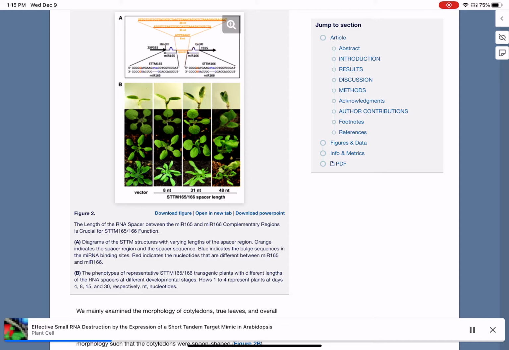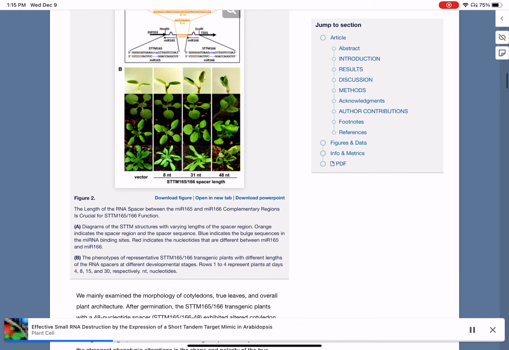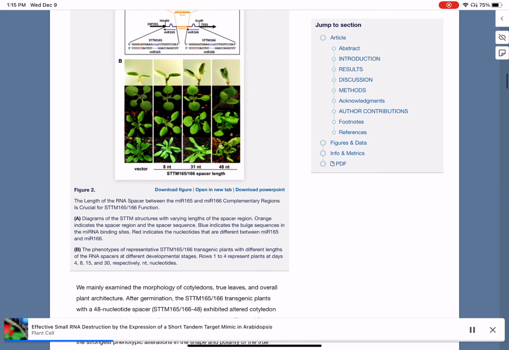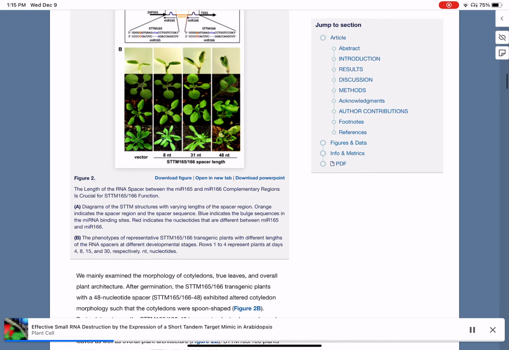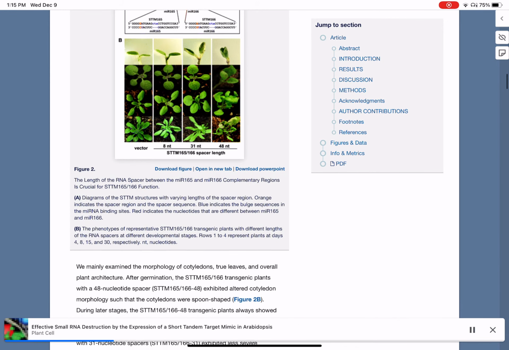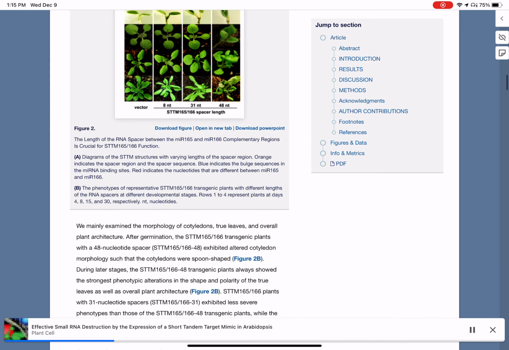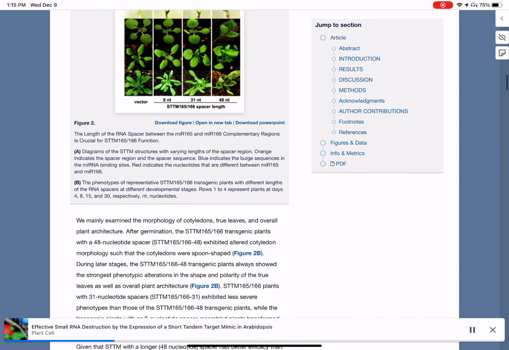B. The phenotypes of representative STTM165-166 transgenic plants with different lengths of the RNA spacers at different developmental stages. Rows 1 to 4 represent plants at days 4, 8, 15, and 30, respectively. NT, nucleotides. We mainly examined the morphology of cotyledons, true leaves, and overall plant architecture.